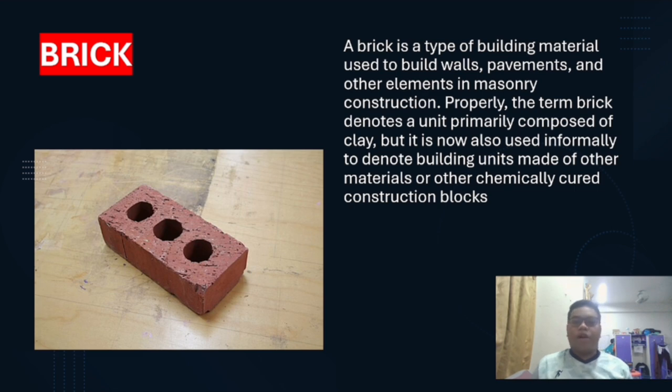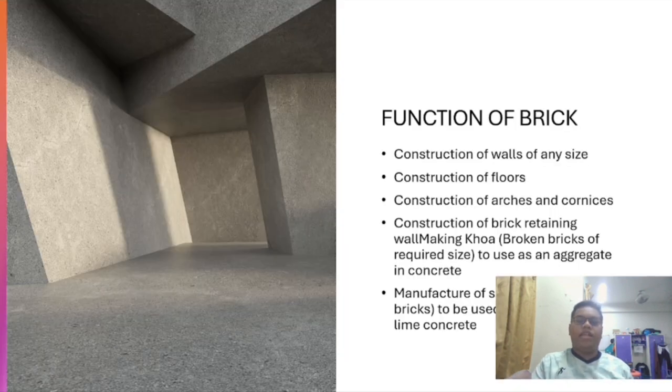A brick is a type of building material used to build wall, pavement and other elements in masonry construction. Properly, the term brick denotes a unit primarily composed of clay, but is now also used informally to denote a building unit made of other material or other chemically cured construction block. There are many functions of brick. One of them is construction of wall of any size and construction of floor.